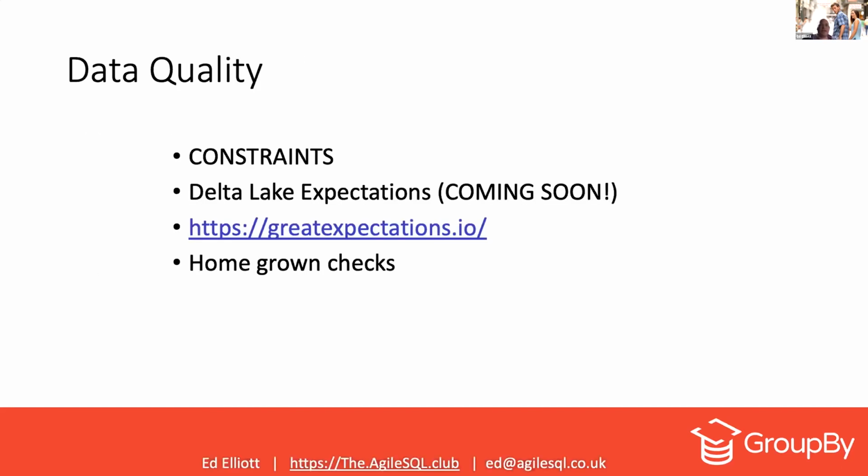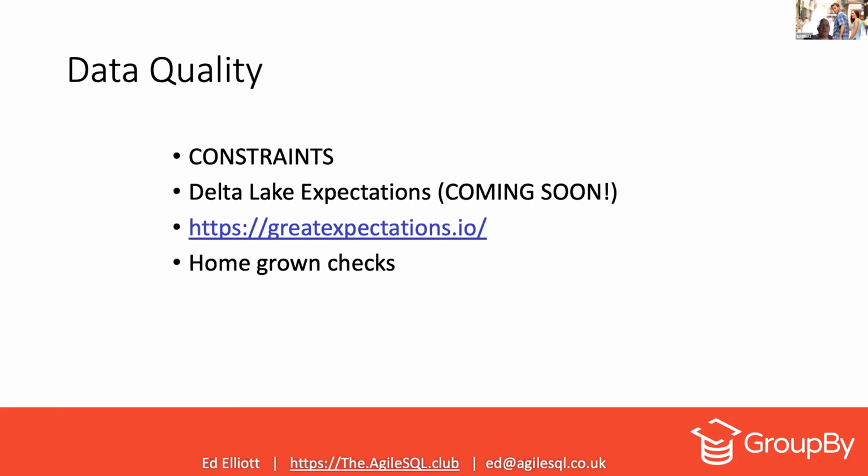So for data quality, you know, if you're writing to a database, there's no better data quality check than a constraint. You know, if we don't expect nulls in this column, let's put a not null constraint on that column. That's great. It's a great way to validate your data and validate the data is correct.